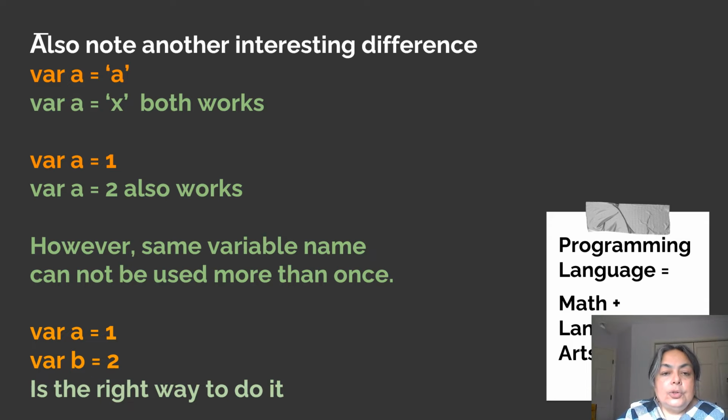Also note another interesting difference. Variable a can have the value "a", it can have the value "x"; both work because the value doesn't have to be the same as the variable name. A variable name is just a name. It can also be var a equals 2, that works. But what we cannot do is use the same variable name twice within the same program. Then we have to use different variable names. We can also say var a equals 1 and var b equals 1. That works because those are just values, not the same name here and the same name here.